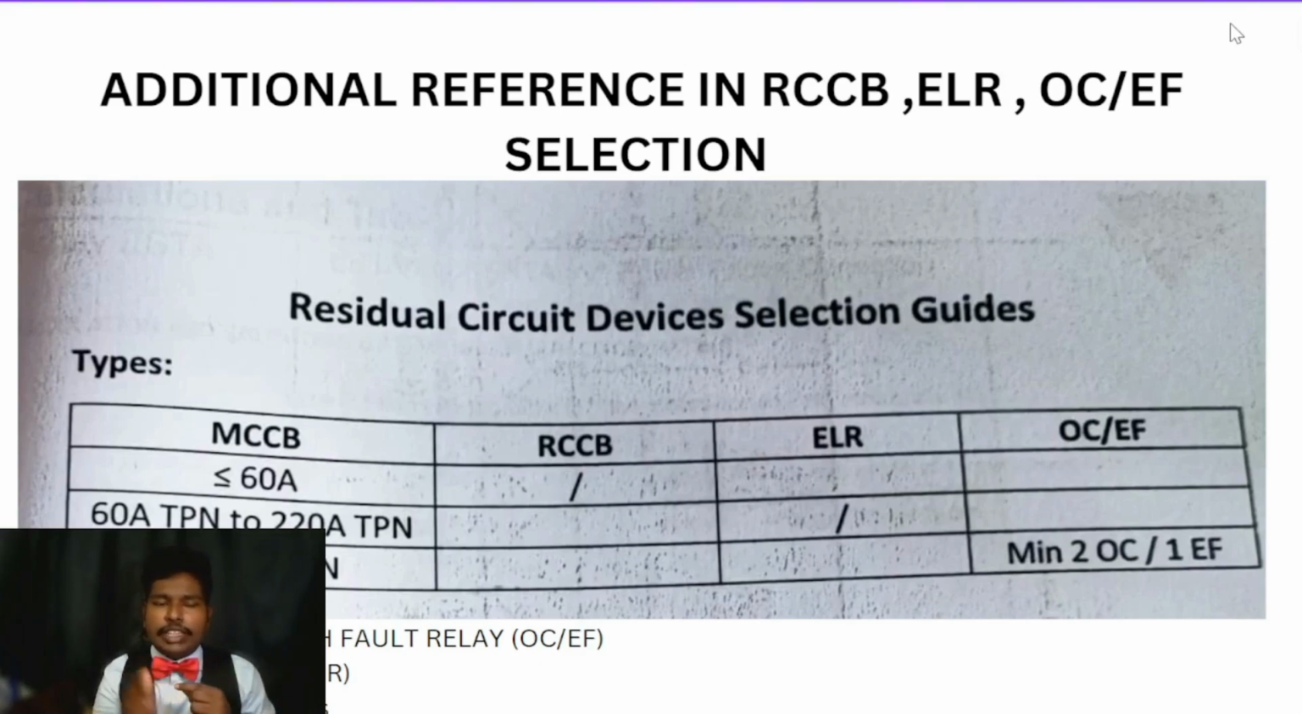So in this case, if the current is less than or equal to 60 amps in the MCCB, we might consider the RCCB as a choice of circuit breaker. If the current rating in the MCCB is between 220 amps and 60 amps, we might consider the ELR. Or if it is 250 amps and above, we might consider a minimum of 2 OC and 1 EF.